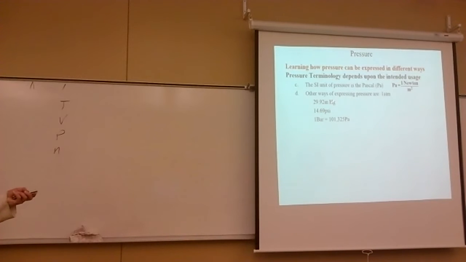One bar is this many pascals. That's a measure that's used in weather. You see a weather map, you see the isobars, they call them, the lines on the map that are the same pressure. And you see full lines. They're not measured in bars, though. They're measured in millibars. So one atmosphere is 1,013 millibars.